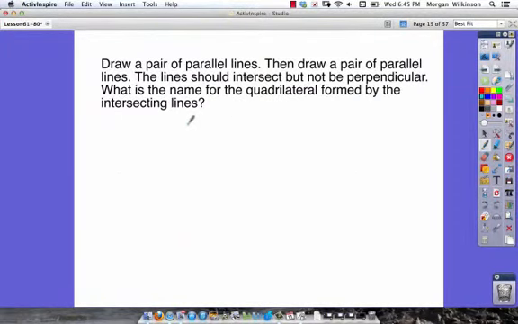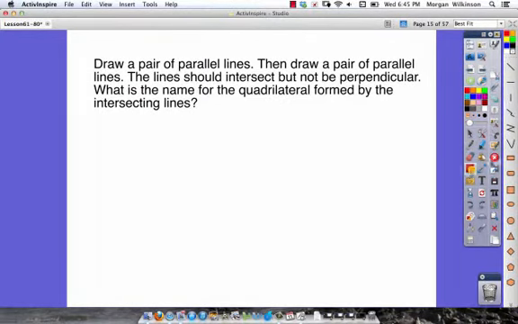This question says, draw a pair of parallel lines. Then draw a pair of parallel lines. The lines should intersect but not be perpendicular. What is the name for the quadrilateral formed by the intersecting lines? Let's go ahead and do that. So we'll draw a pair of parallel lines and we'll make them horizontal. Then draw a pair of parallel lines, but the lines should intersect but not be perpendicular.